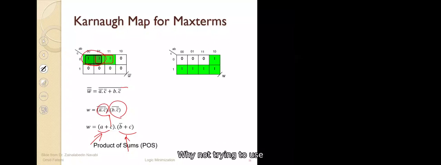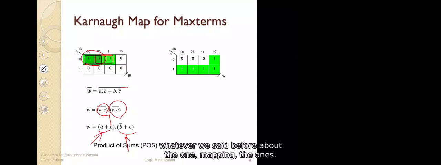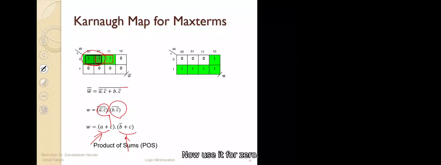Why not try to use whatever we said before about mapping the 1s, now use it for mapping zeros, exactly with the same concept. Adjacent cells, we try to group them together, and then write a term for that. Okay, here again we see that we have two implicants. Here we don't say implicants, to differentiate it we say implicates. So we have two prime implicates here. Which one is essential? Both of them, because this one has this and that one has this. So both of them are essential, so we pick both of them.